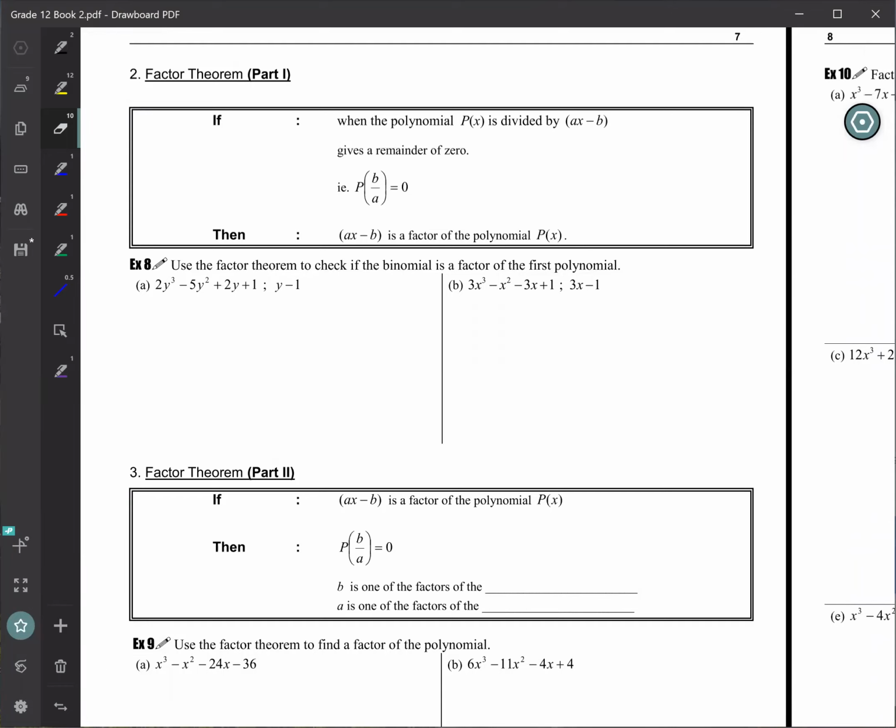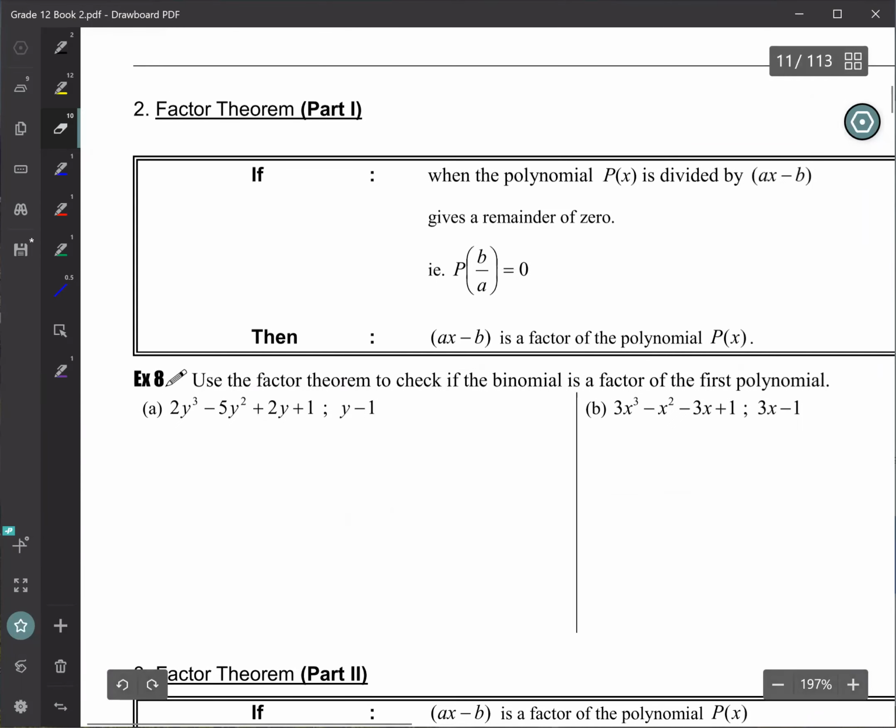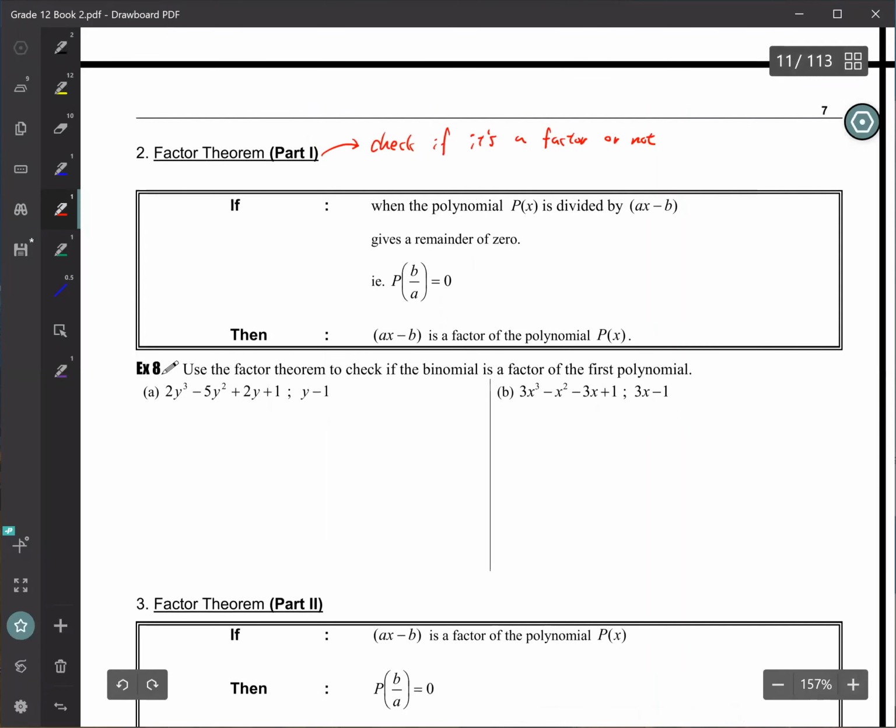So the factor theorem breaks up into two parts. Part one is to check. You can write this down. Part one is to check if it is a factor or not. Okay, so I will give you something and then you want to check if it's a factor or not. You'll get a question like this.